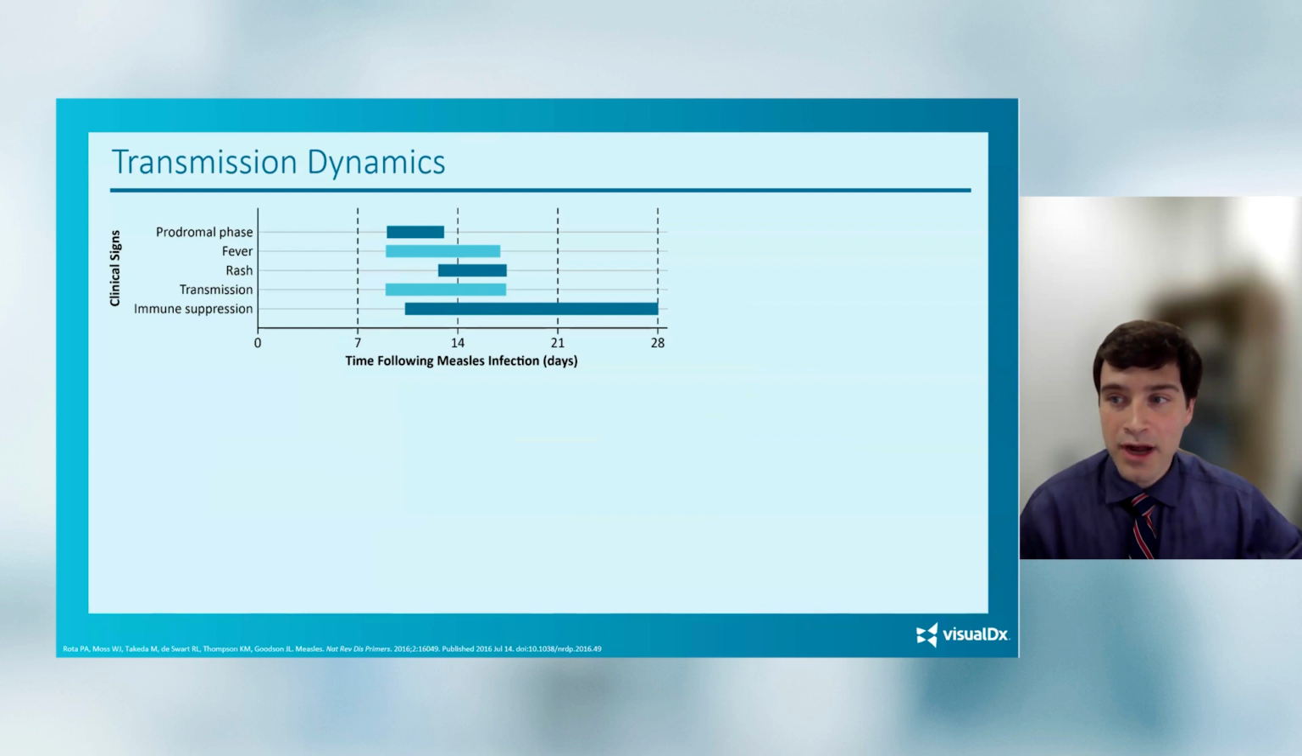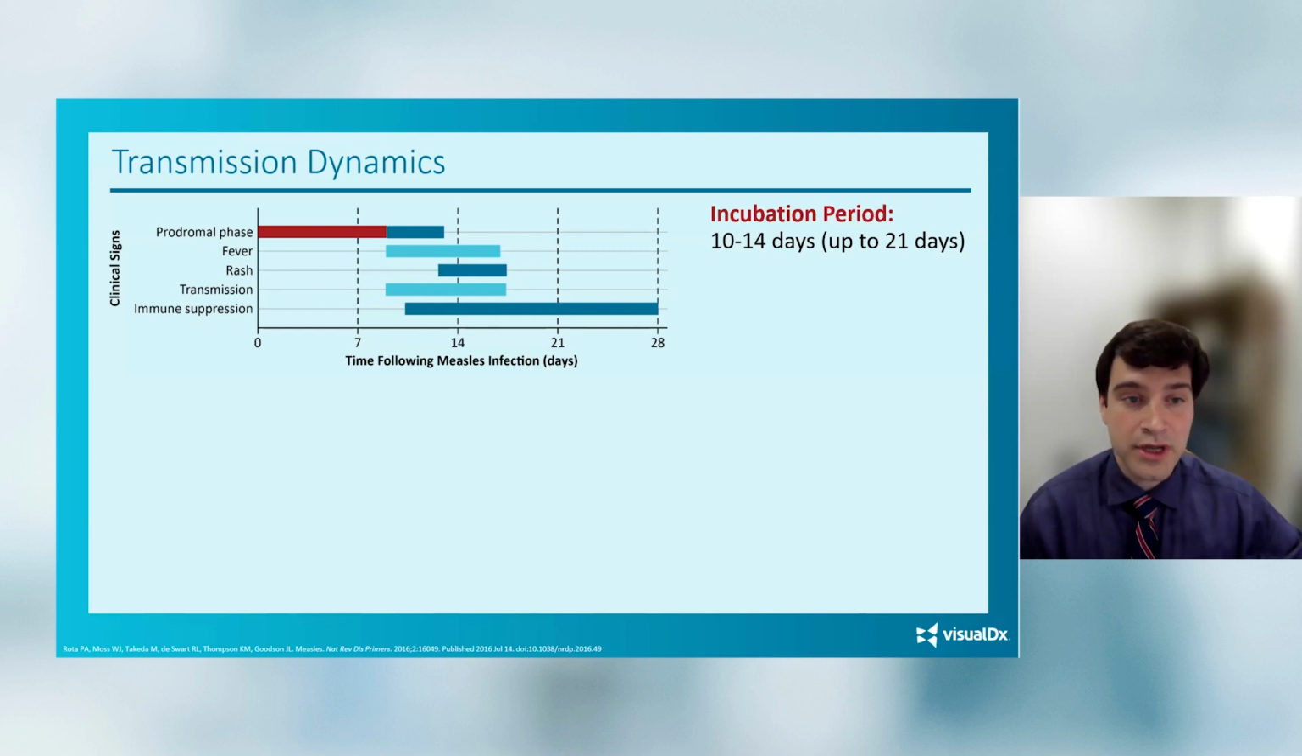Some of the important highlights of the transmission dynamics of measles include the fact that there is a relatively long incubation period, especially compared to other respiratory viruses. The incubation period for measles, which I have in red here, is usually about 10 to 14 days, about 10 days or so before the prodromal symptoms start, and usually about 14 days before the classic rash starts. So when someone does get exposed to measles, they will not typically show symptoms for close to 2 weeks after that exposure.